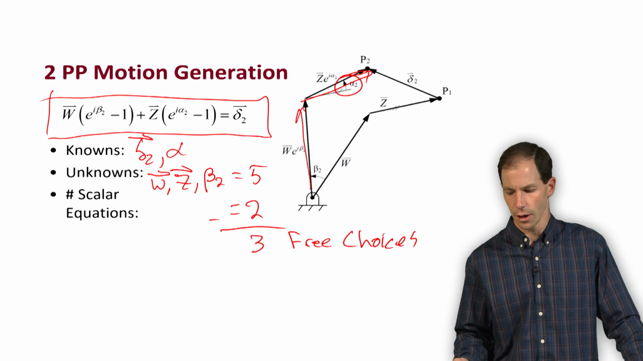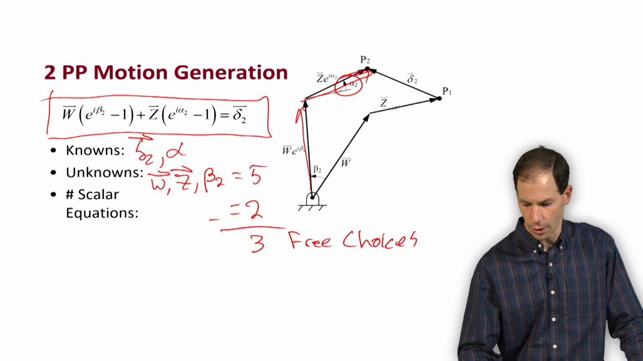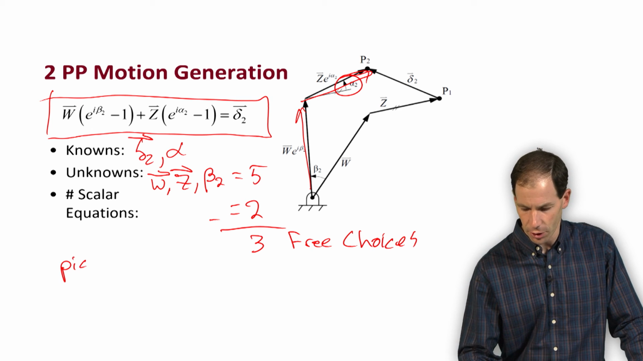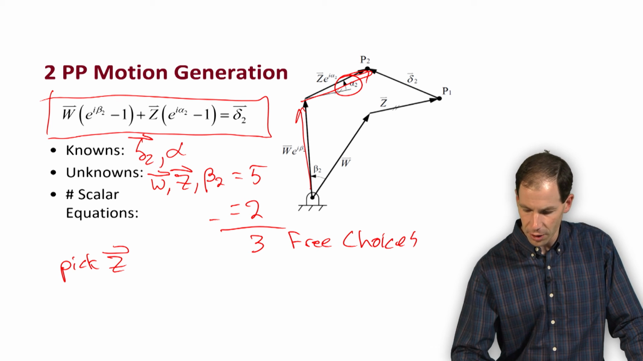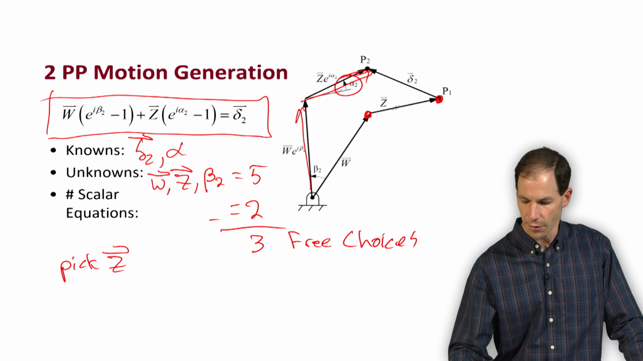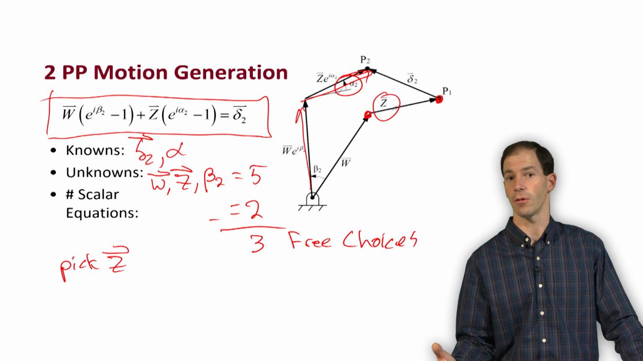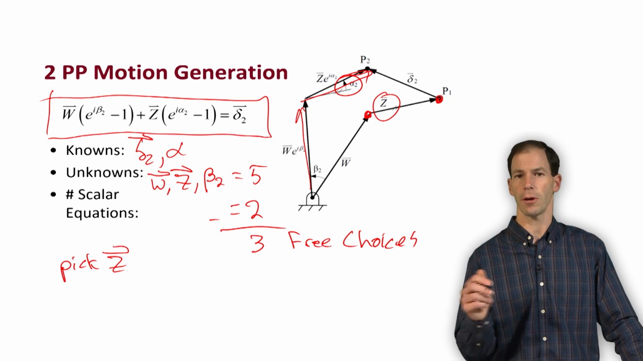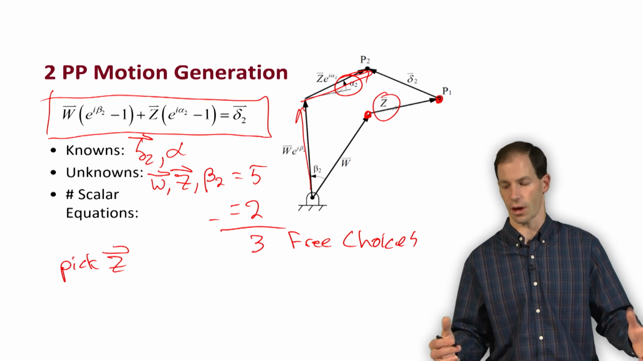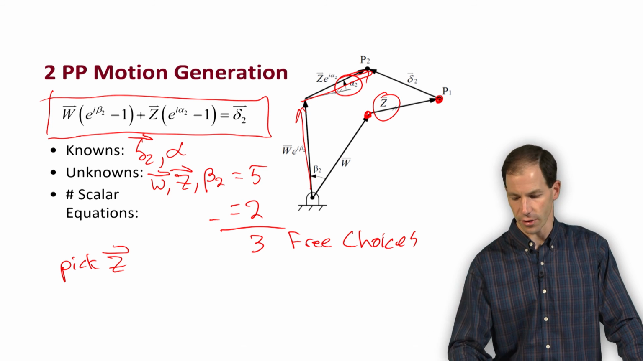What I'm going to pick is, first of all, very similar to what we did in our graphical synthesis. I'm first of all going to pick my z vector, and by picking my z vector, it is basically saying where is that moving pivot located? Because I know my precision position, and if I pick z, it is now locating that moving pivot. That's the same thing that we did in graphical synthesis, where we picked the location of that moving pivot and then synthesized from there.